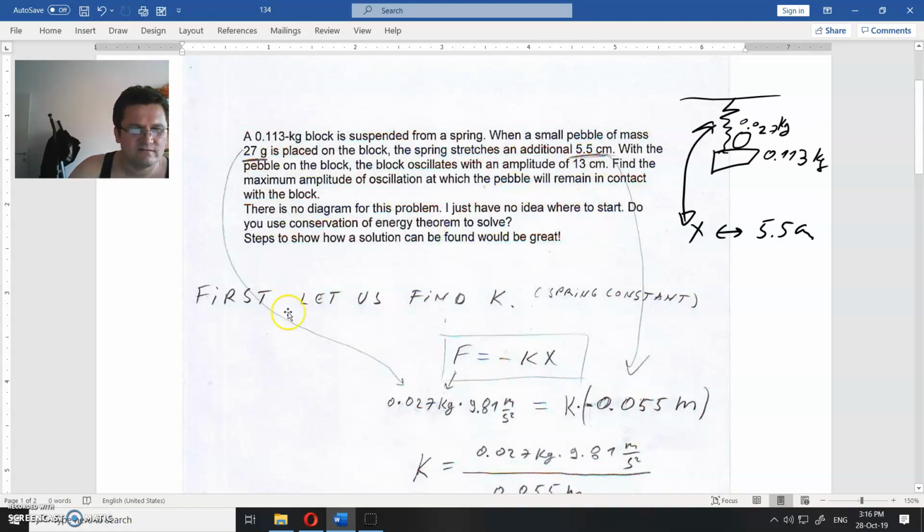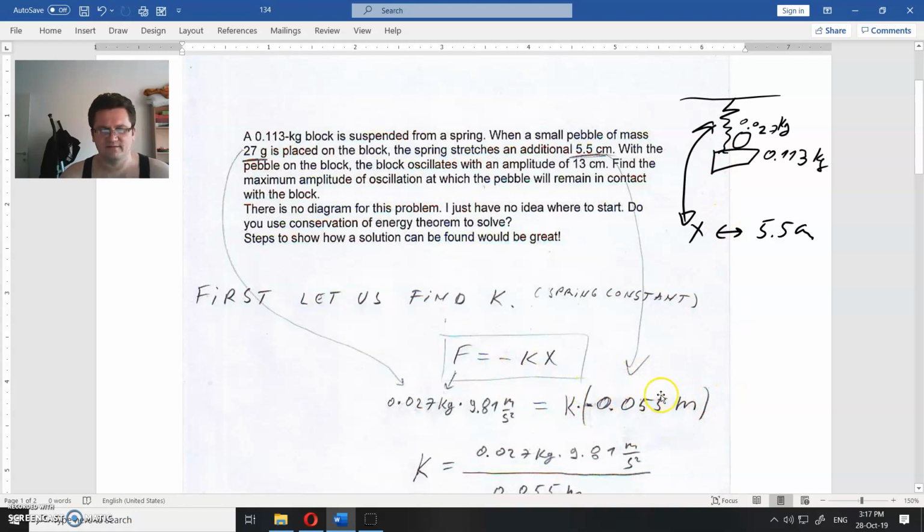Okay, first let us find K, that spring constant. We will need that for sure. So this is the force. In this case, this is the gravitational force, or you could say that this is the weight. So 0.027 kilograms times 9.81 meters per second squared. That is the weight of this pebble here. And this pebble caused the spring to stretch how much? This much.